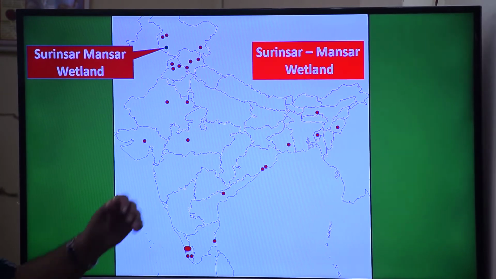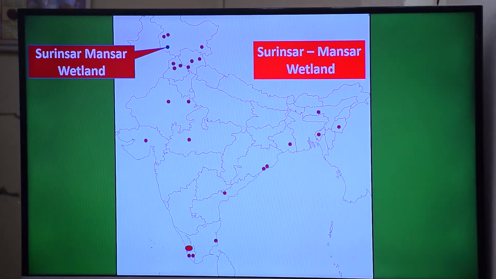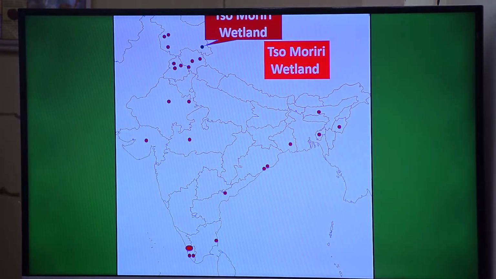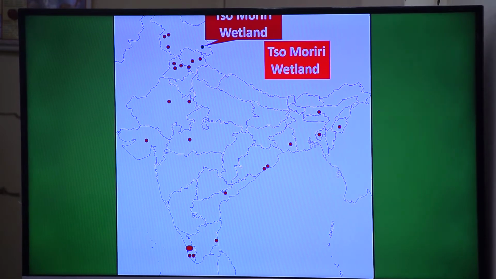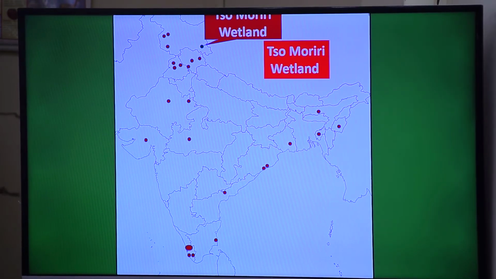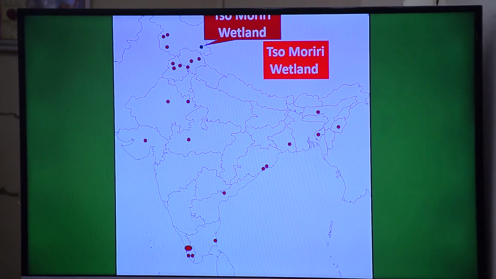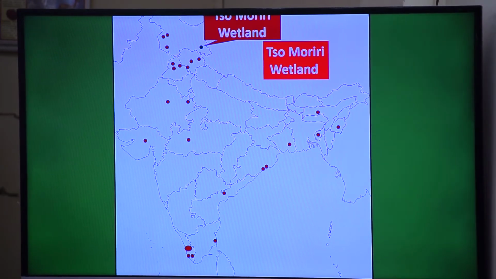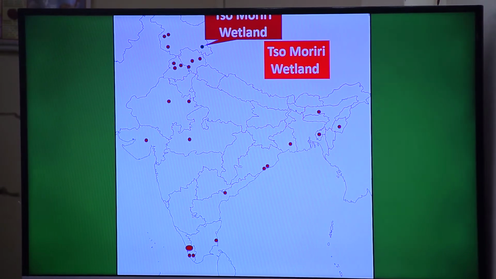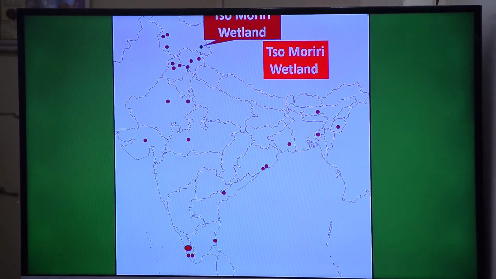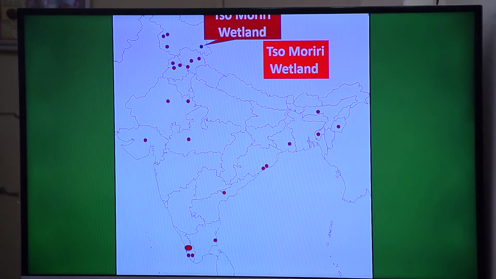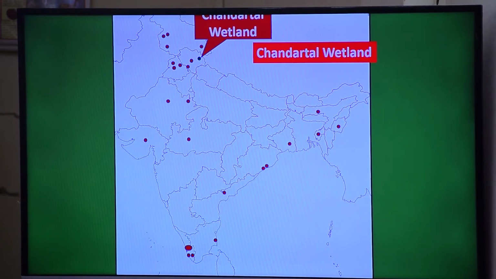And then nearby, in the Leh Ladakh region, near the China border, what is this? So Morari. Clear? So which are the 4 wetlands? Ular, Hokersar, Mansar Surinsar, and Tso Moriri. Understood? Thereafter in Himachal Pradesh we will see Chandratal.